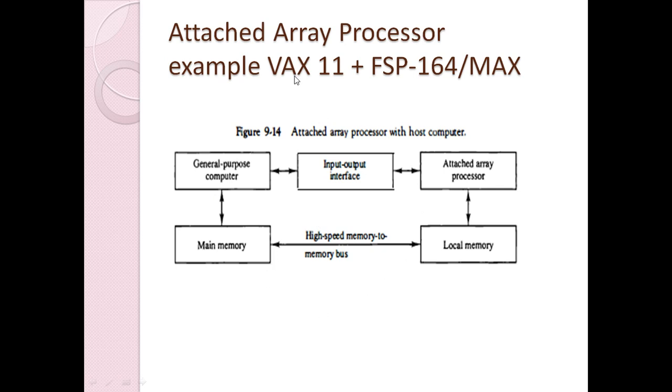A general purpose computer VAX 11 is attached with FPS 164 MAX. So this is an example where this attached array processor is implemented. VAX 11 is the general purpose computer and this is the attachment. And this is how it is organized.